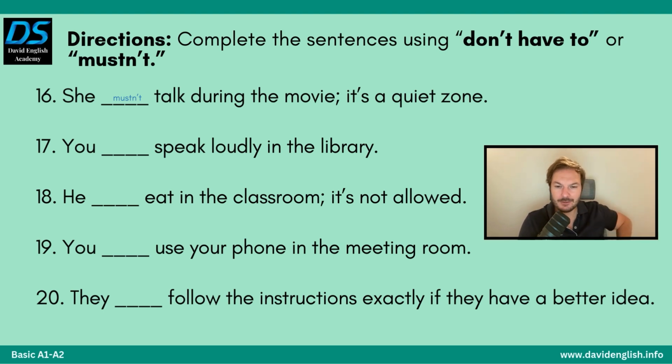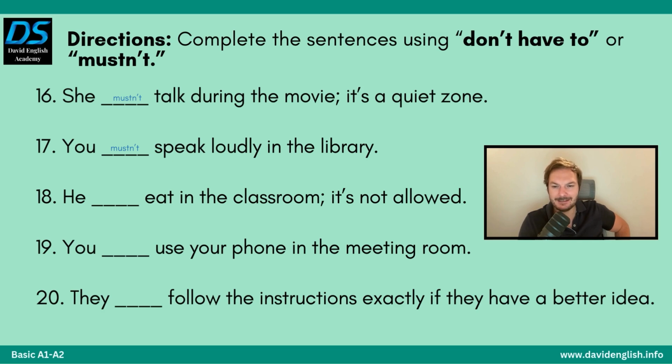17. You speak loudly in the library. Well, I think you're not really allowed to speak loudly in the library. It's a rule. So you should say you mustn't speak loudly in the library. It's necessary that you don't do that.